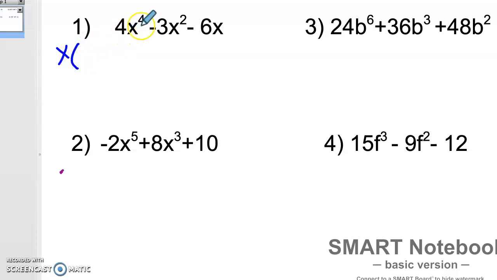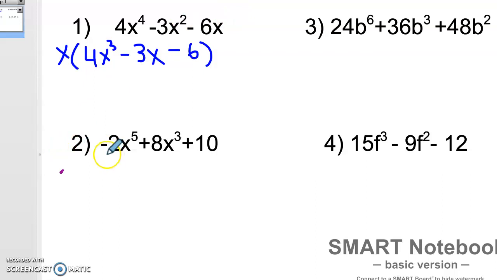And then we're going to divide each of these three terms by just x. So 4x to the fourth divided by x is 4x to the third, because we're just taking out one of the x's. And notice the numbers aren't changing. Then we're going to say x squared divided by x, and we are just left with 1x minus 6, and x divided by x cancels out. So that's how you would factor this specific polynomial.